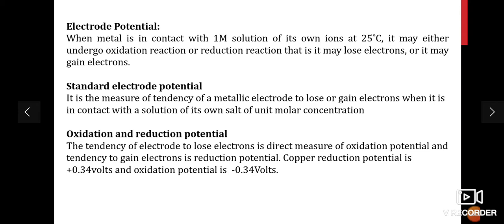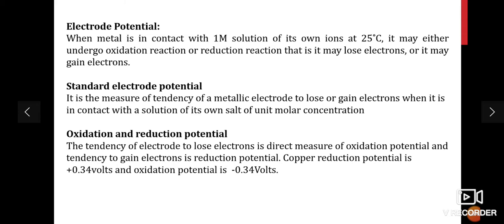Okay. So what is standard electrode potential? It is a measure of the tendency of a metallic electrode to lose or gain its electrons when it is in contact with the solution of its own salt of unit molar concentration, that is 1 M concentration. That is called standard electrode potential.